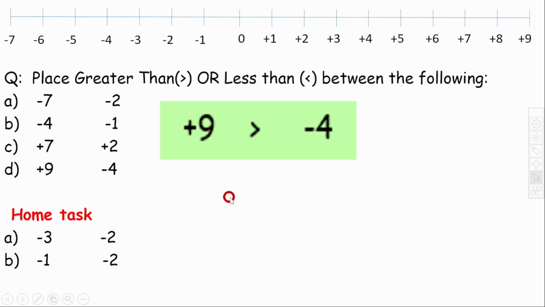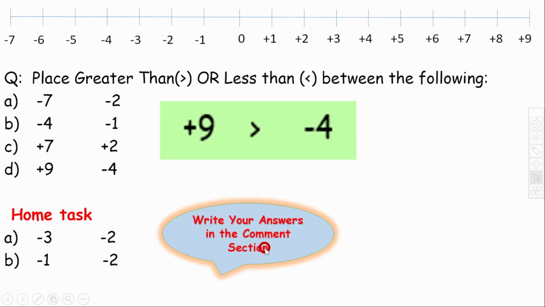Now that we solved a couple of comparison examples, let's try to work this as our home task. Compare minus 3 and minus 2, compare minus 1 and minus 2. Let's try to answer those questions and write them in the comment section.